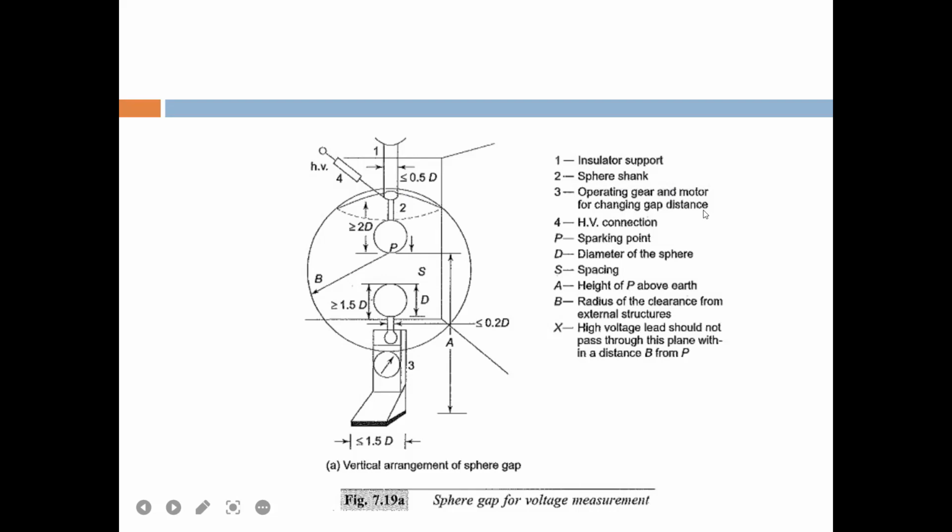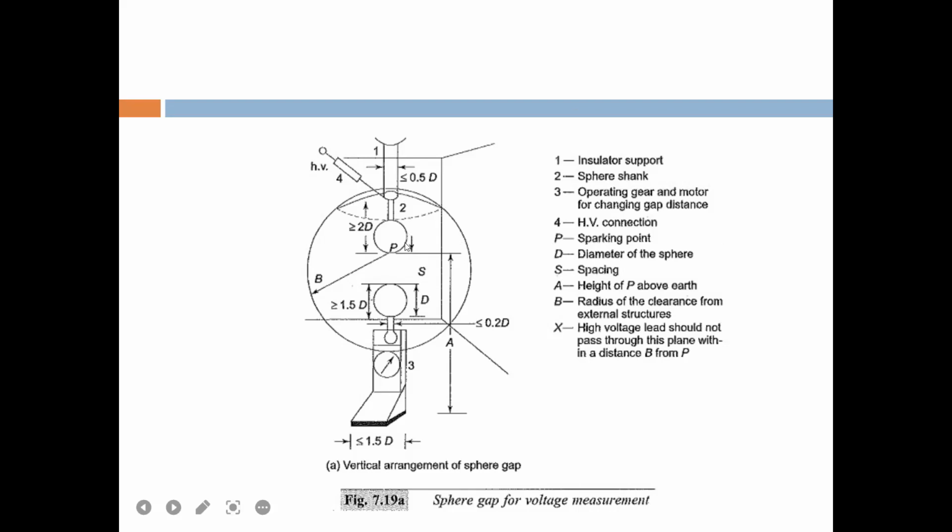Why is it essential to change the gap distance? Because as we decrease the gap between the two spheres, a certain point will come where the spark over occurs, where the sparking voltage occurs. You can easily say that this is the peak value of the AC, DC, or impulse voltage. Got the idea? The fourth one is the high voltage connection. Then P is the sparking point. The sparking voltage is the peak value of the AC, DC, or impulse voltage. Then the diameter of the sphere.